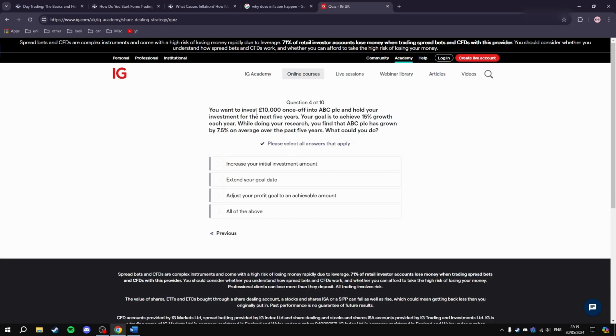You want to invest 10,000 once off into ABC PLC and hold your investment for the next 5 years. Your goal is to achieve 15% growth each year. Whilst doing your research, you find that ABC PLC has grown by 7.5% on average over the past 5 years. What could you do? Increase your initial investment amount, extend your goal date, adjust your profit goal to an achievable amount.